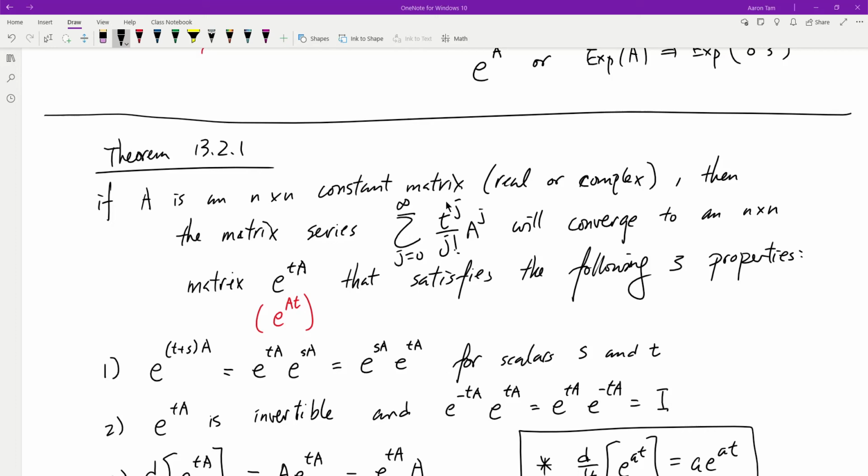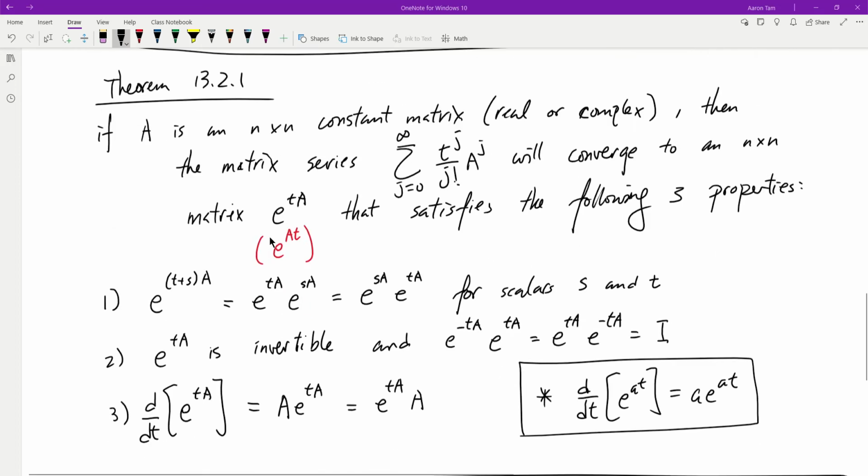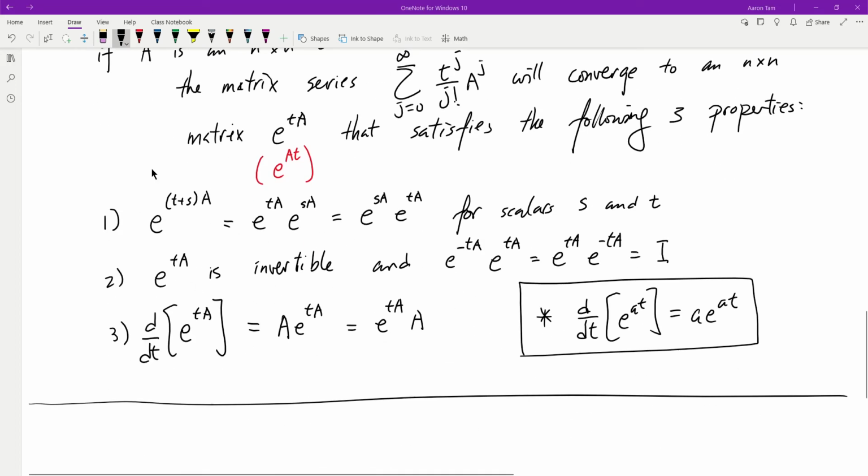And obviously, the question that we try to figure out is how do I find out what it converges to? And no, we're not going to stay around trying to add a whole bunch of matrices together forever to figure out what it is. That's not practical. So we're going to have to eventually talk about different ways to come up with this matrix exponential. But before we do that, theorem 13.2.1 also stated it has these three properties.